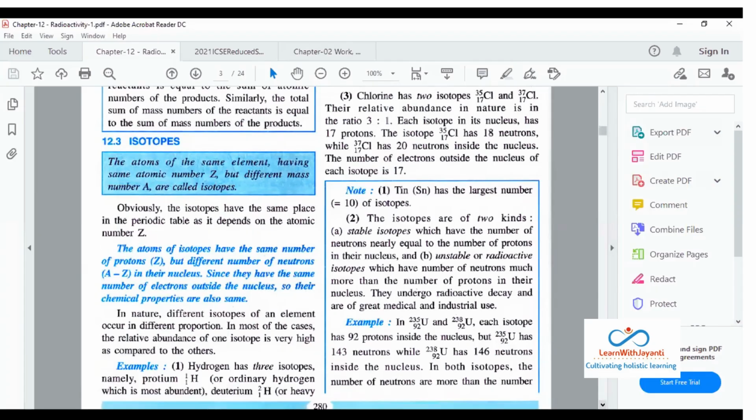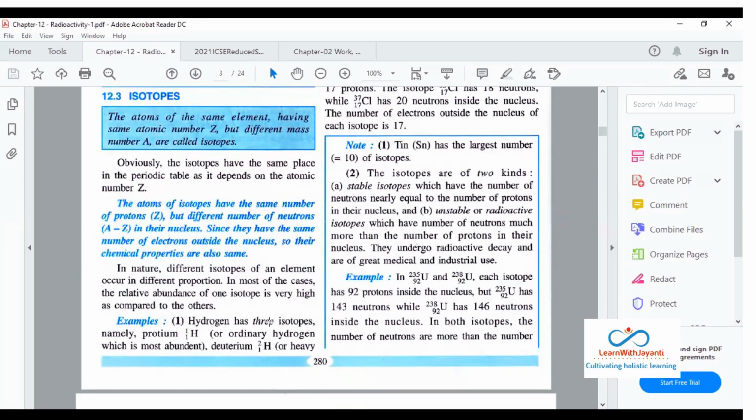Now hydrogen, हाइड्रोजन में कितने isotopes हैं? There are three. First name is protium. Protium is ordinary hydrogen, which is very much abundant in the atmosphere also. Next one is deuterium. Deuterium में क्या होता है? If you observe, that is 2H. 2 का मतलब क्या है? The atomic mass is 2. That means the number of protons and number of neutrons, so one proton and one neutron.